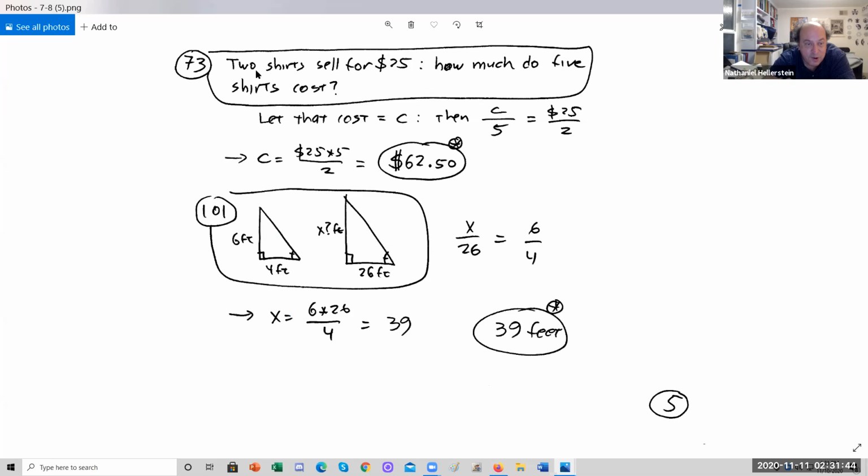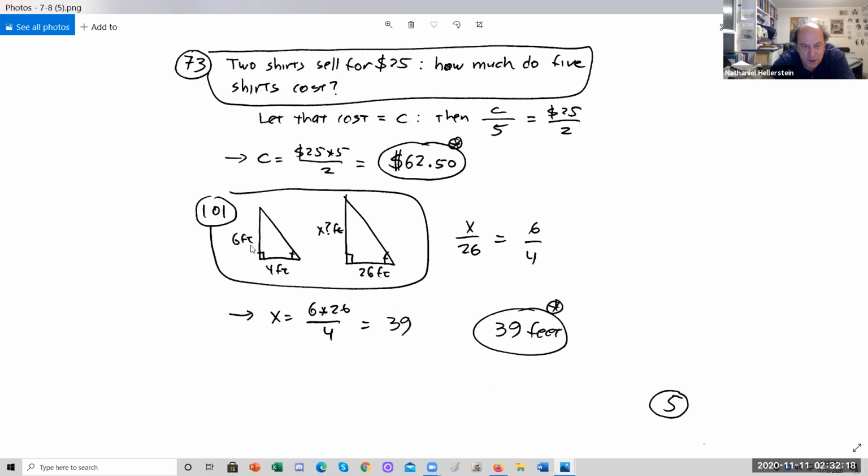Here's a simple commercial problem. 2 shirts sell for $25. How much do 5 shirts cost? All right, let that cost be C. C is to 5 as 25 is to 2. So cost per shirt. Multiply on the right throughout by 5. You get C equals 25 times 5 over 2, which is $62.50.